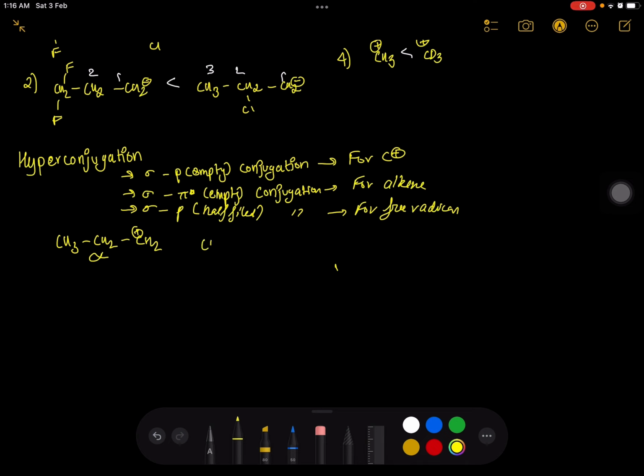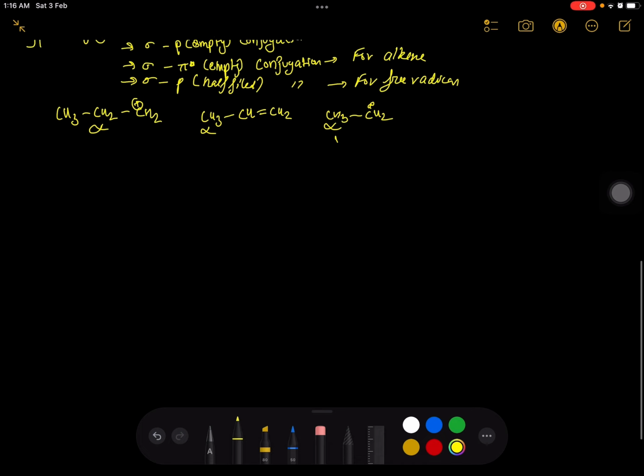And let's take the double bond case, CH2. This is the alpha. For free radical, same thing as this one, so it's alpha here, right? It has to be sp3 also, don't forget that, to have an alpha hydrogen, right?